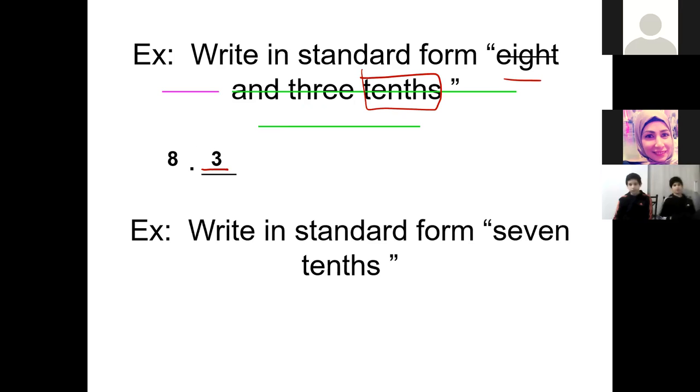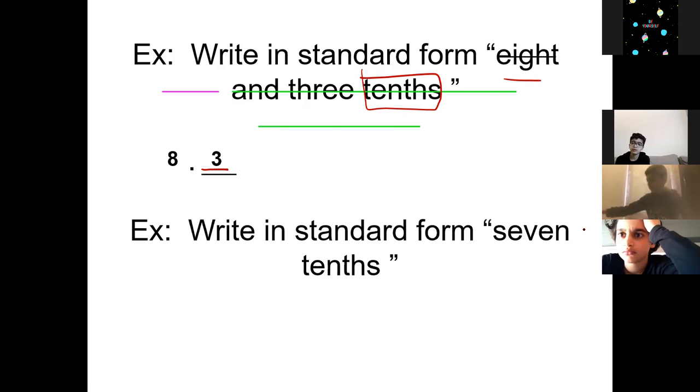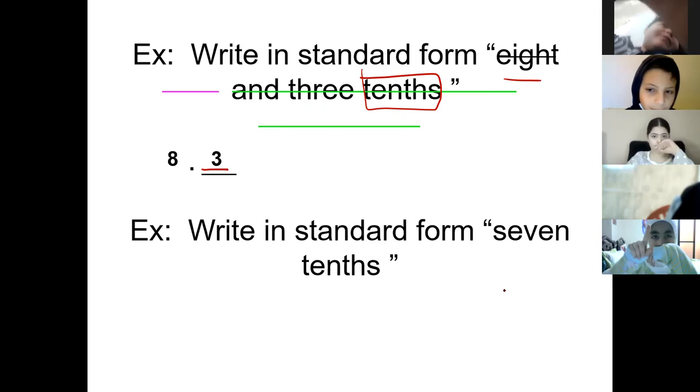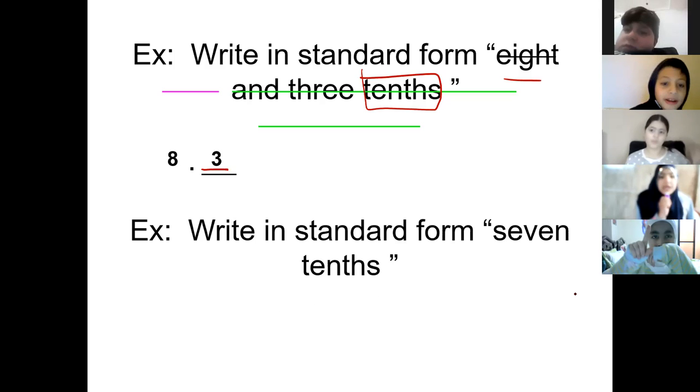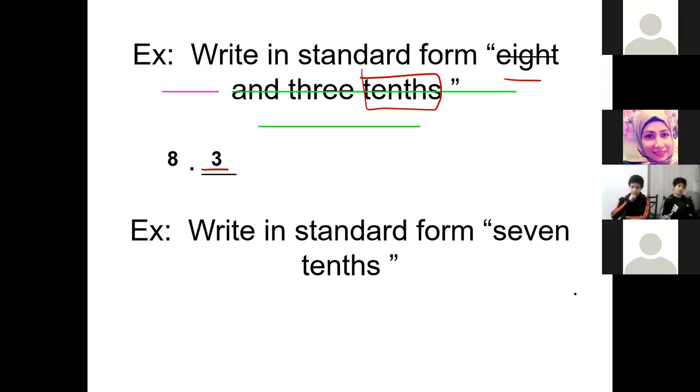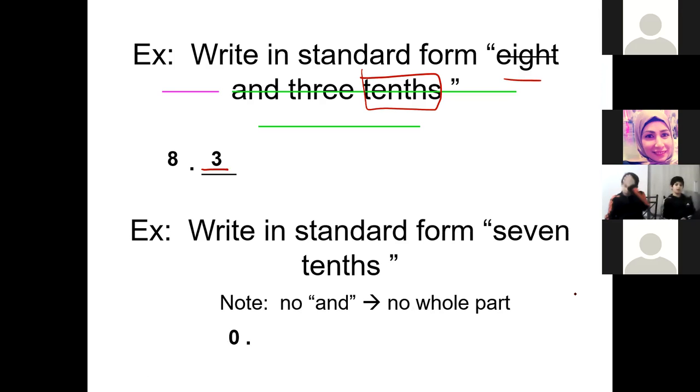Yes, Taleen Ghraib. Teacher, 7 tenths. How do we write it as a decimal number? There is no 'and'. This is easy. Teacher, we write 0.7. Excellent. No 'and', so the whole part is 0. Tenths means that we have just one digit. It's 7.